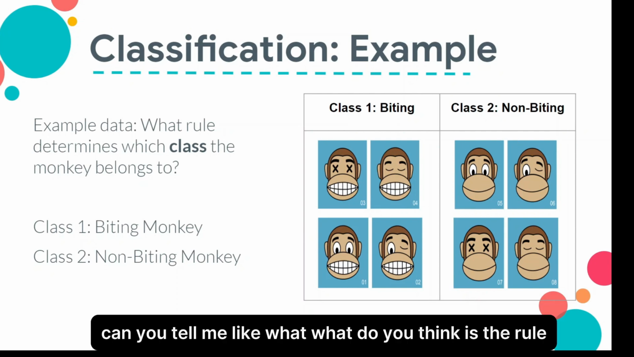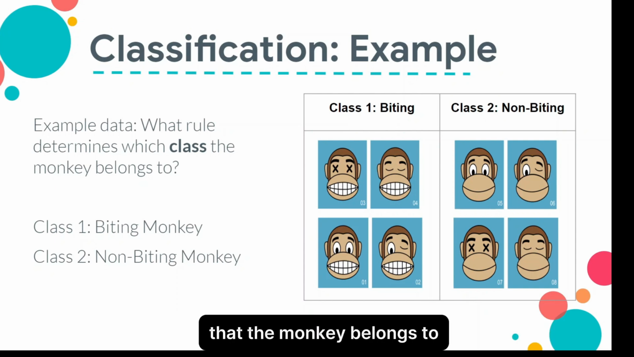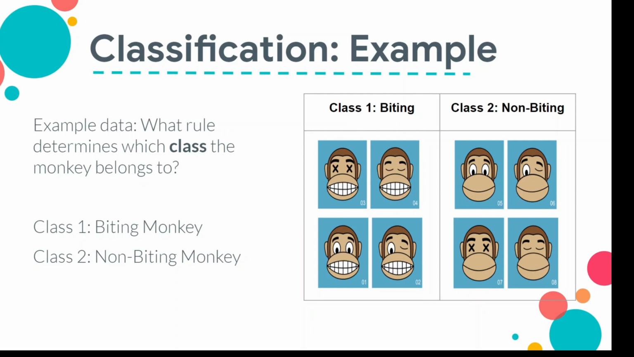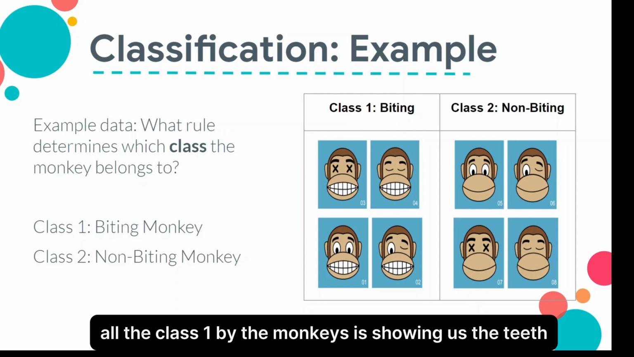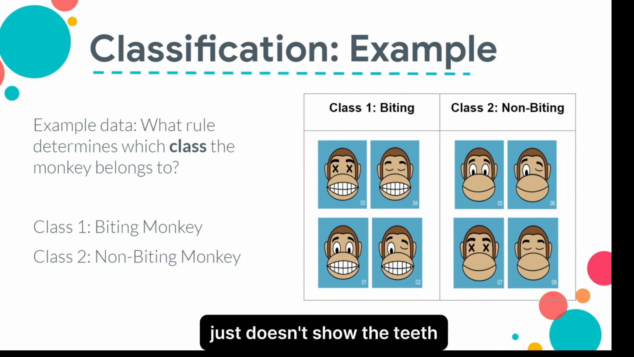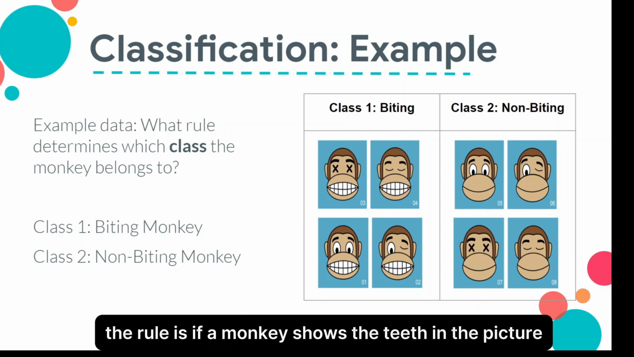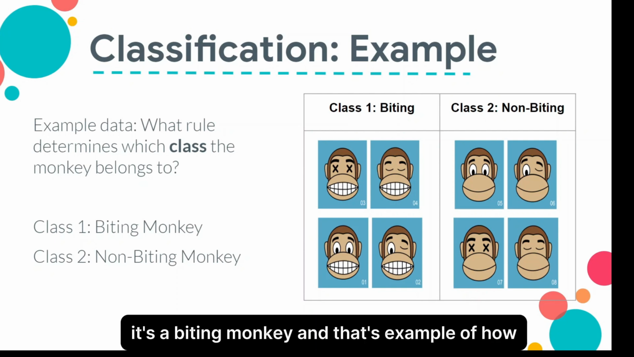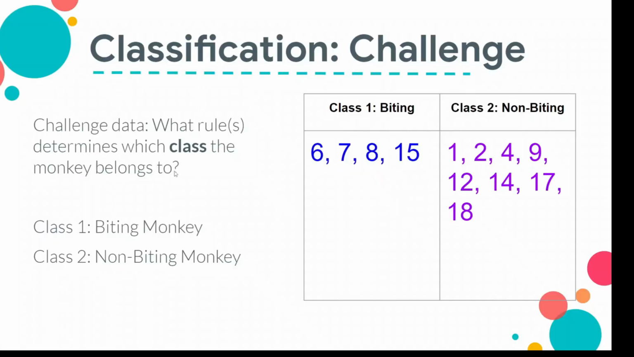Can you tell me what you think is the rule to determine the class that the monkey belongs to? Well, as you can tell, all the class one biting monkeys are showing us their teeth, and all the class two non-biting monkeys don't show their teeth. So we can say the rule is, if a monkey shows its teeth in the picture, it's a biting monkey. And that's an example of how we come up with what our model rules are going to be like.